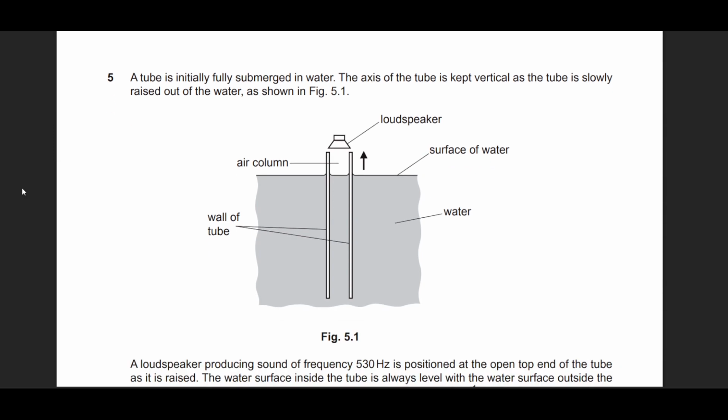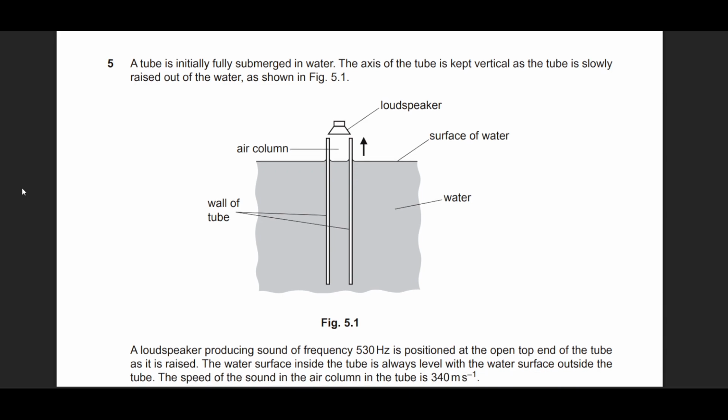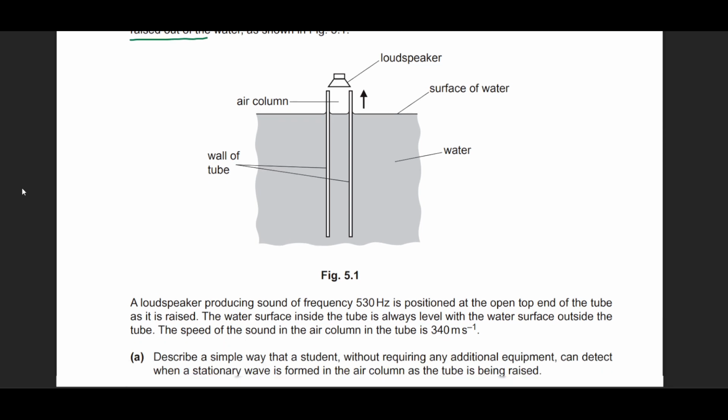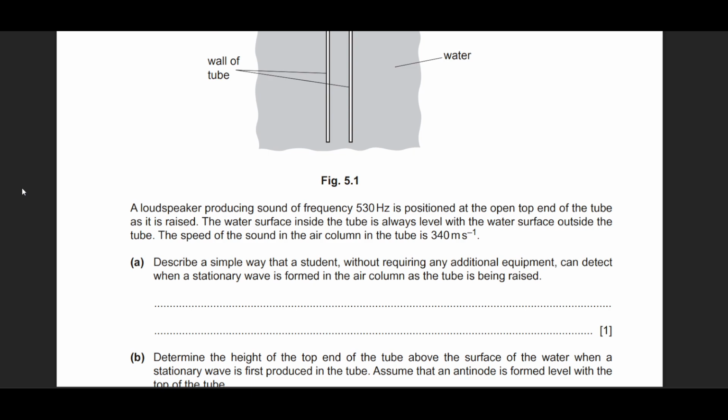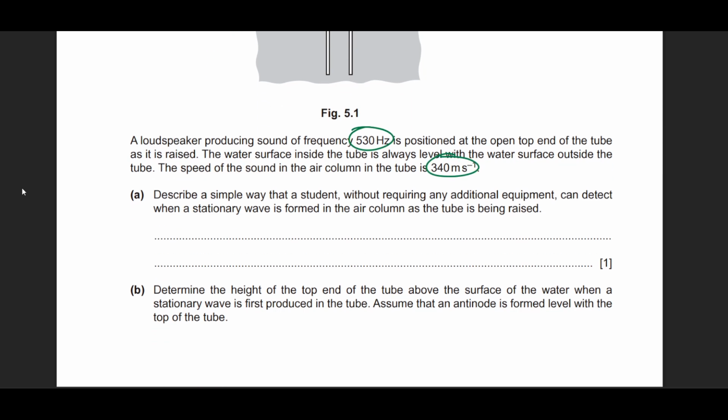This question seems to be from stationary waves. A length of column of air is slowly raised out of water, and we are doing this so that a stationary wave can be set up in the remaining column. The frequency is standard at 530, and the speed of sound is 340. It says describe a simple way the student, without requiring any additional equipment, can detect when a stationary wave in the air column in the tube is going to be formed as it is being raised.